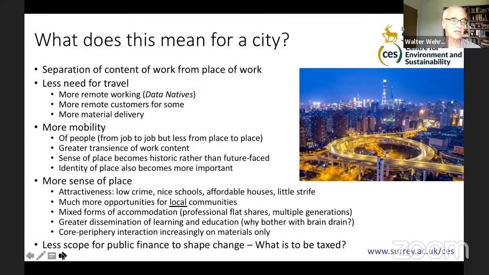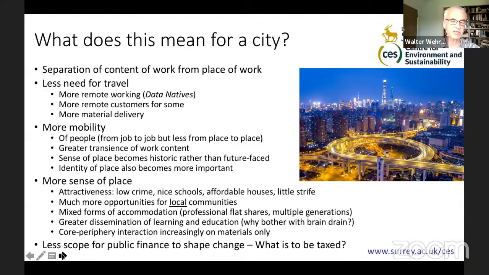What this means for a city is the separation of content of work from place of work. You know, if you can sit in downtown Kingston and work for a company in Singapore where this picture is from, cool. What this means about remote working is very, very important. You also probably can face customers that in reality you probably never see. So the need for travel is far less, but the material delivery and the transport systems we have is far, far greater. So we find less people moving, although conceptually they probably move more from job to job and less from place to place.